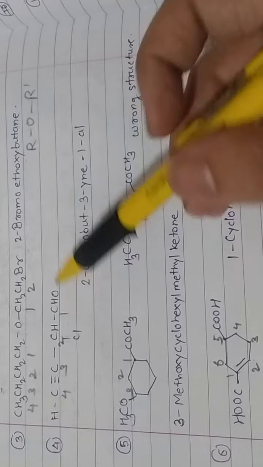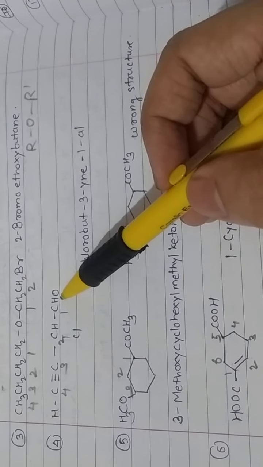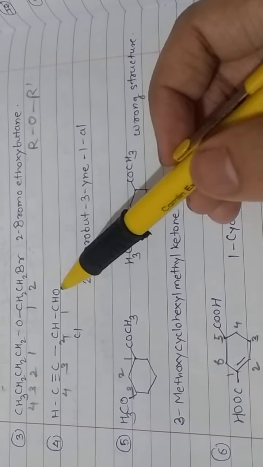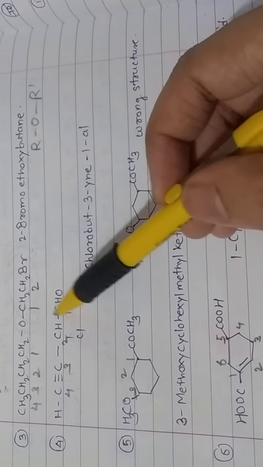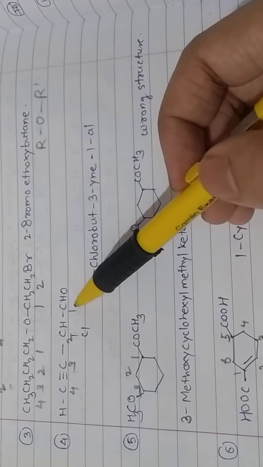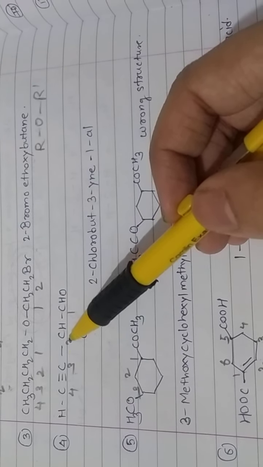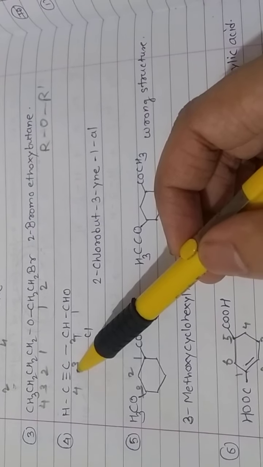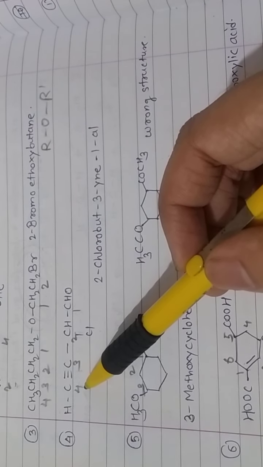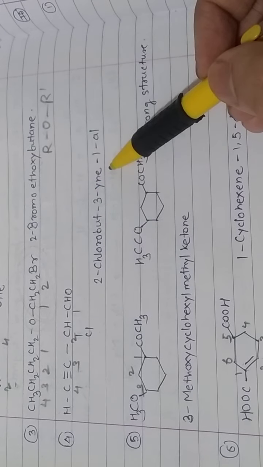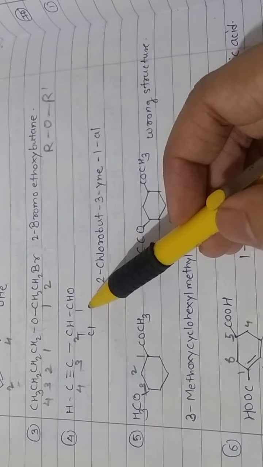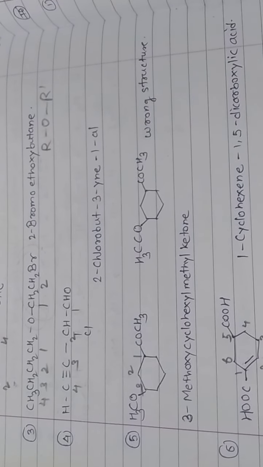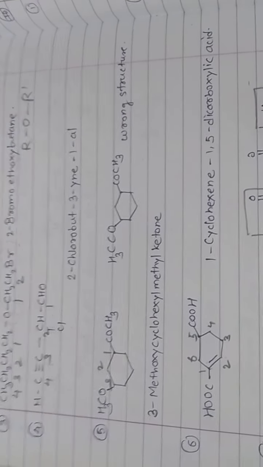Then next one, here there are 3 groups. One is aldehydic, second is alkyne, and third one is chlorine. So major functional group among them is aldehydic. So numbering will start from aldehydic carbon. So 1 2 3 4. So 2 chloro, then triple bond is in between 3rd and 4th carbon, so 3 yne, and aldehydic group is on 1st carbon, so 1 al. So 2 chloro but 3 yne 1 al.